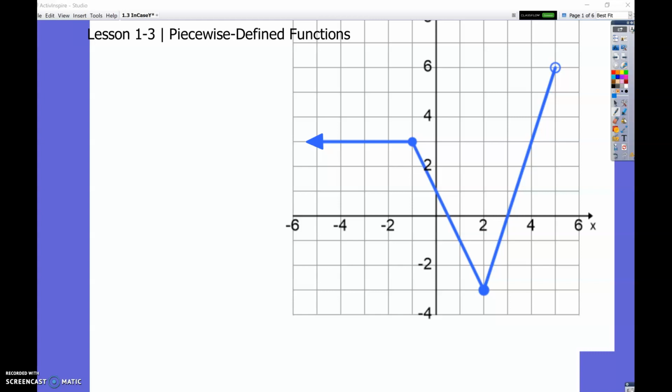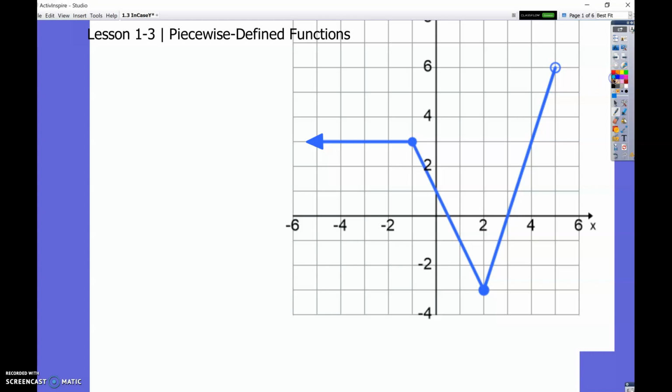Lesson 1.3 is about piecewise functions. You're used to functions that might be like x squared, or absolute value of x, or y equals 3x plus 7. Those have been one simple function graphed. We also have talked about restricting the domain recently, but now we're going to combine those two ideas and put multiple pieces of functions together in various domains.